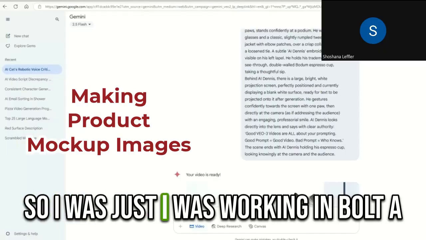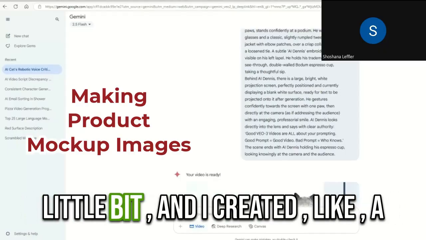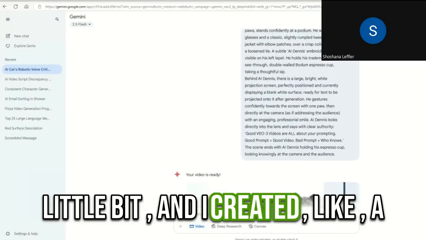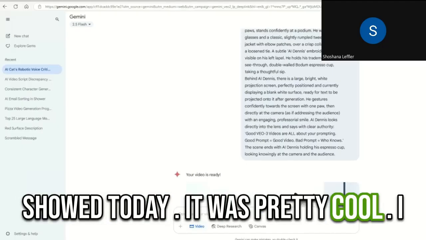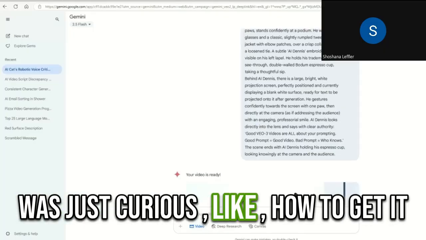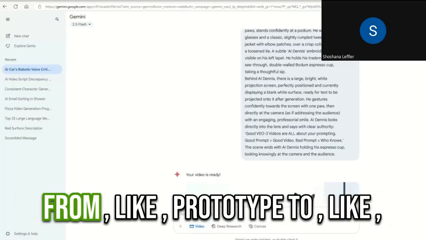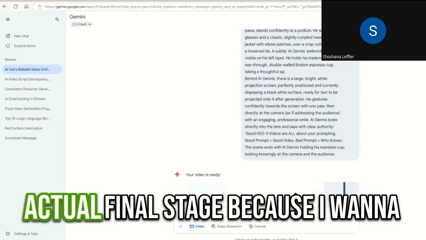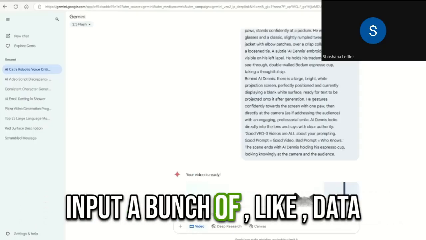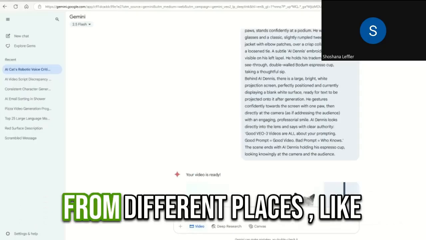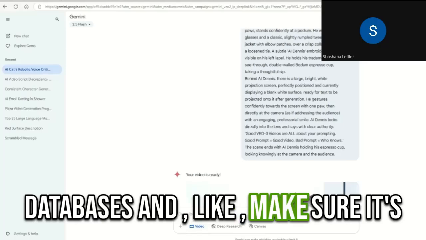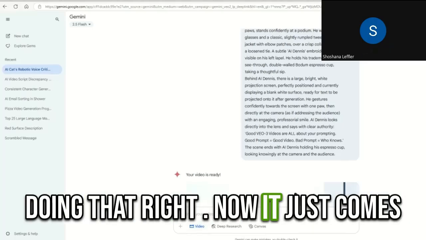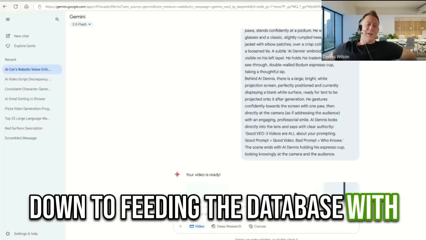So I was working with Bolt. I knew a little bit, and I created a pretty cool dashboard I just showed today. I was just curious how to get it from prototype to the actual final stage, because I want to input a bunch of data from different places like Snowflake and from internal databases. Sure, so it's doing that now. Now it just comes down to feeding the database with data, right?